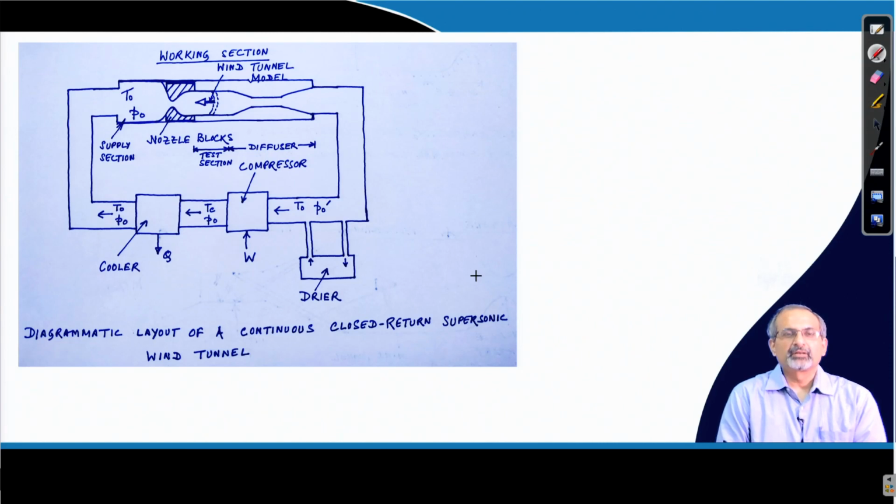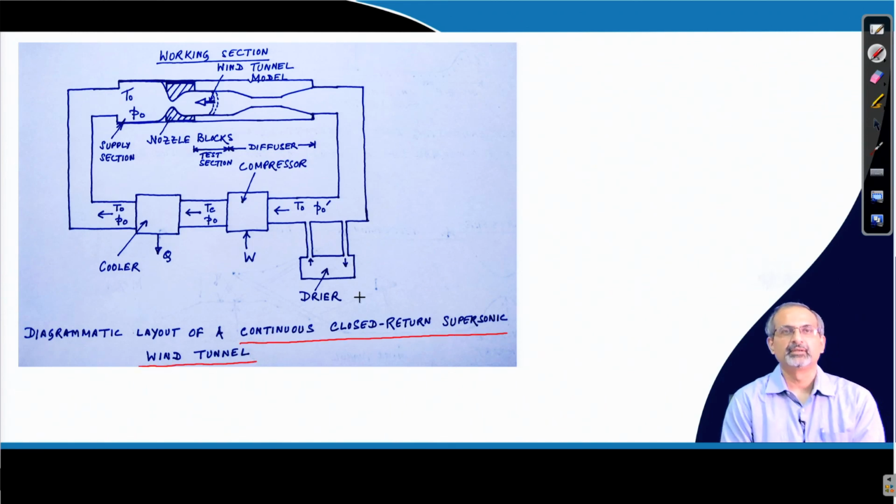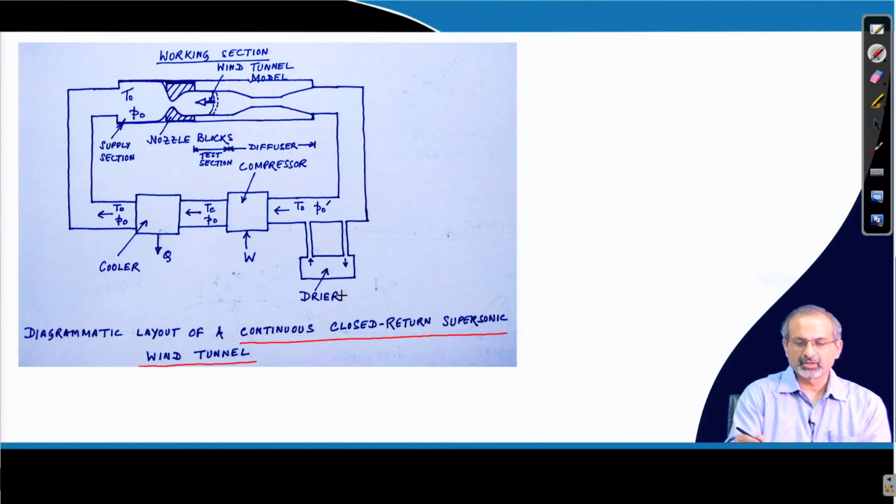We discussed quite a bit about intermittent blow down type tunnels, but they are not the only ones which are in use. There are facilities where you can run a supersonic tunnel for fairly long durations, at least not intermittently. So, we have just put together a small sketch of a continuous closed return supersonic wind tunnel. What you have over here, again the heart of the tunnel remains as the working section. So, what does it comprise of?